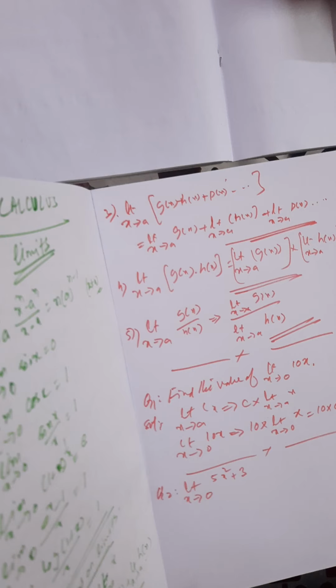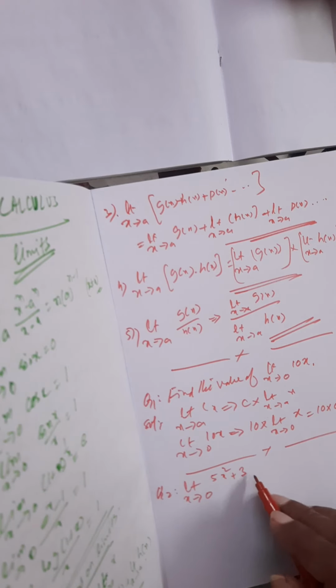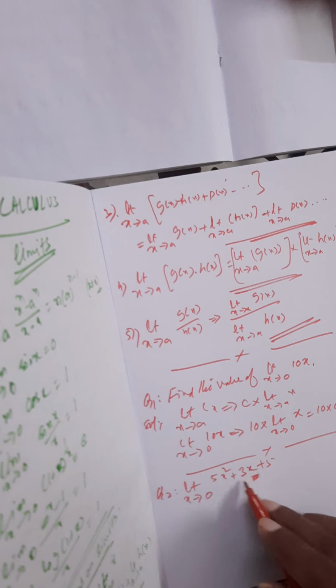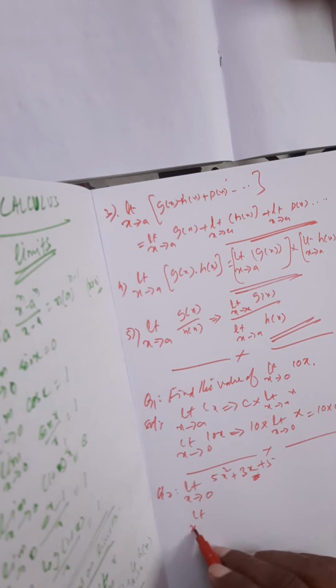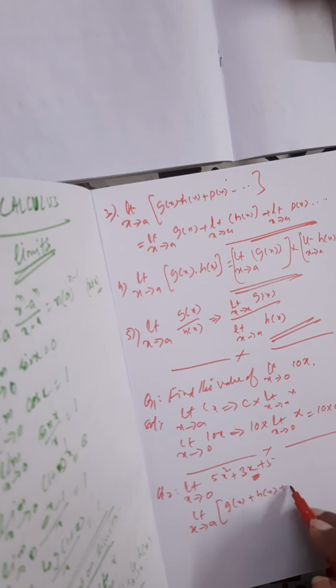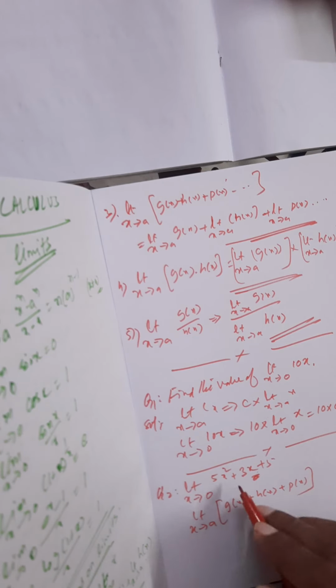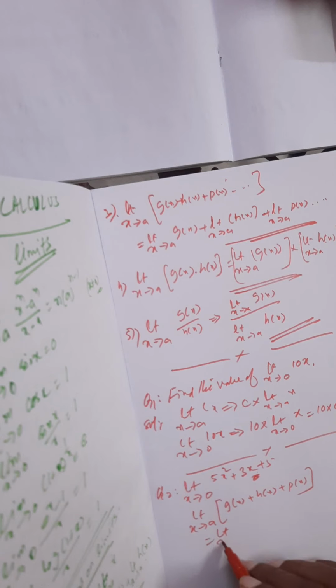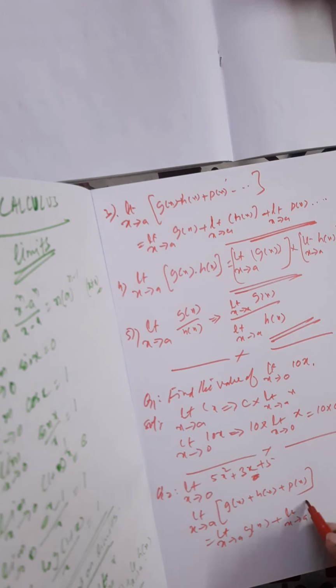Now you have to apply the limit here. You can separate the function if you take x and plus 5 also. Okay, 3 values. This is f(x), this is g(x), and this is h(x) plus p(x) also. There are three values, so we can separate this. So we can write limit x tends to a of g(x), again limit x tends to a of h(x), plus limit x tends to a of p(x).